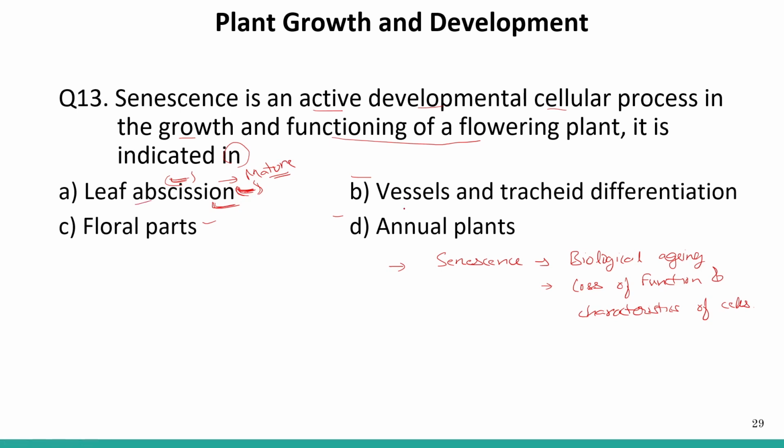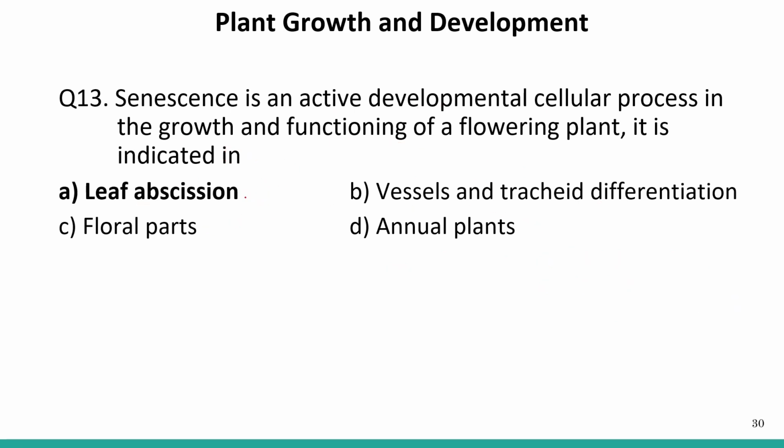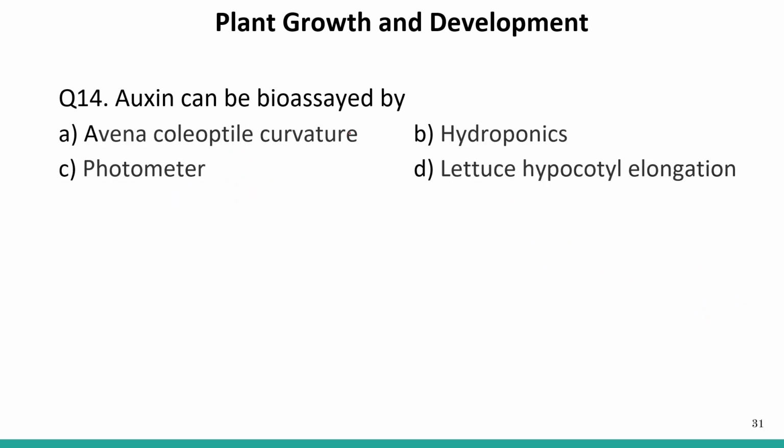The next option is vessel and trachea differentiation, which means formation of mature cells. Vessels and tracheids are mature cells formed by the process of differentiation. Then the third option is floral parts and annual parts. Again, this is not true. So what should be the correct answer? Leaf abscission. The next question is, auxin can be bioassayed by.